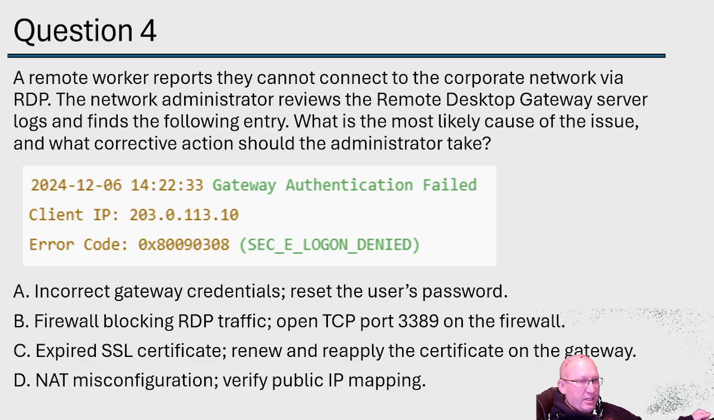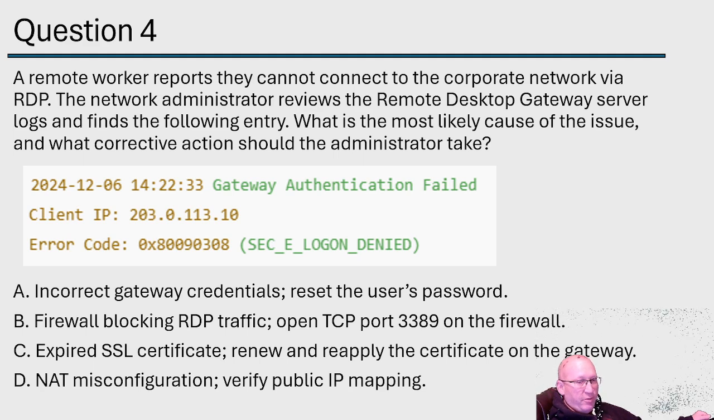Let's start with A. Incorrect gateway credentials. Reset the user's password. Possible. We do see that login denied. Definitely something, and we see the authentication fail. So I would say A is a possible. B, firewall blocking RDP traffic, open TCP port 3389 on the firewall. We're not seeing anything related to the firewall. There's nothing on here suggesting that there's a firewall issue. Matter of fact, not even the question indicates a firewall. So I'm going to throw that one out.